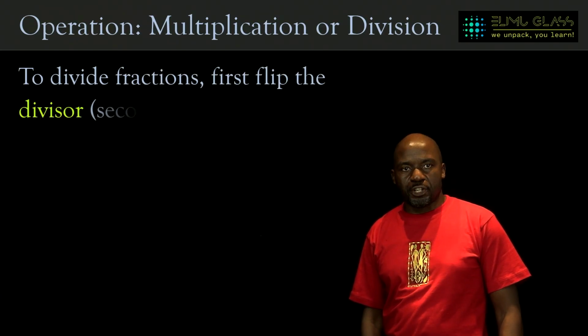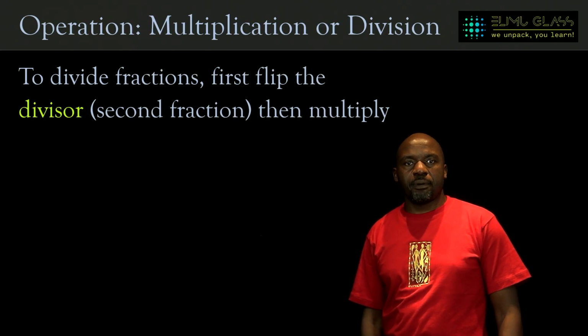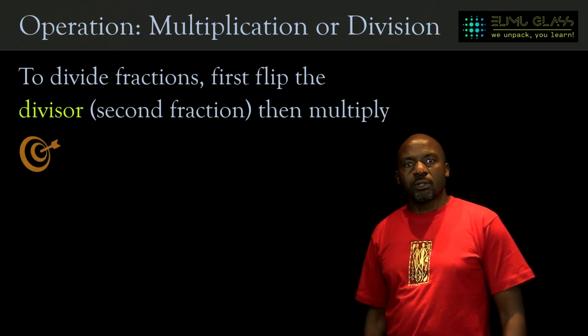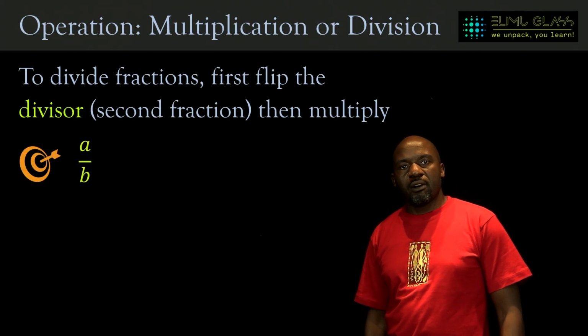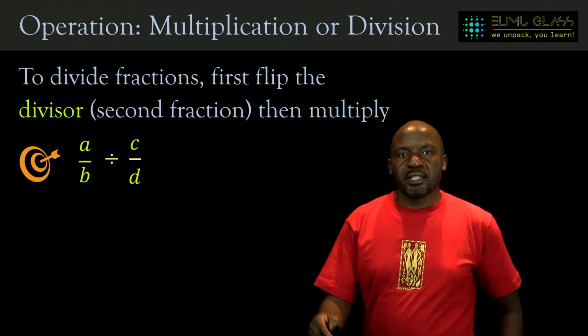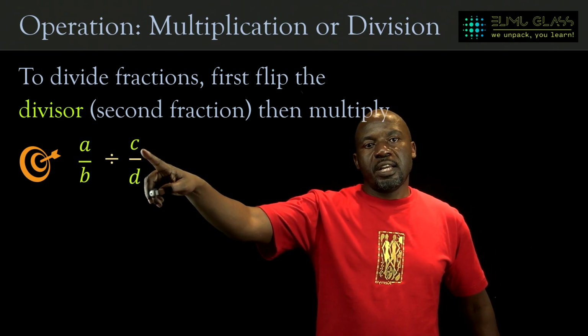To divide fractions, we must first flip the divisor, that is the one in the denominator. Okay, and then we can multiply just like before. Here is what I'm talking about. Many students do not know how to do this. So suppose we are given A over B and we want to divide that by C over D. Then the first thing you need to do is to flip the second.